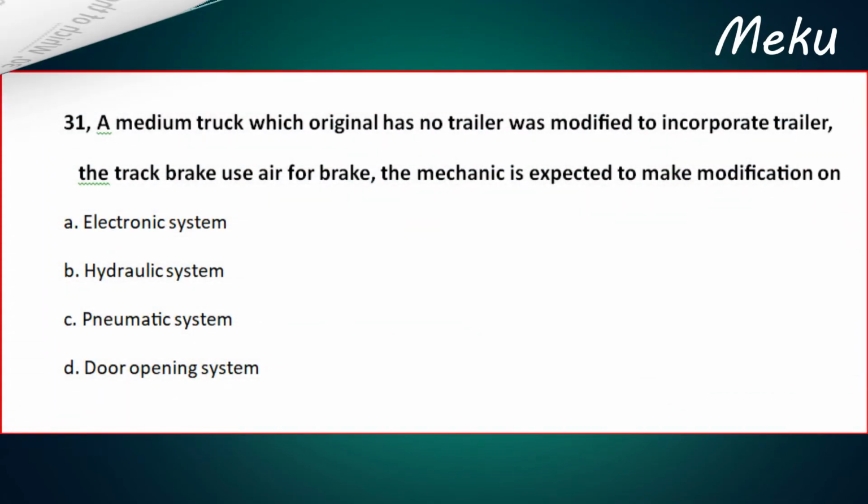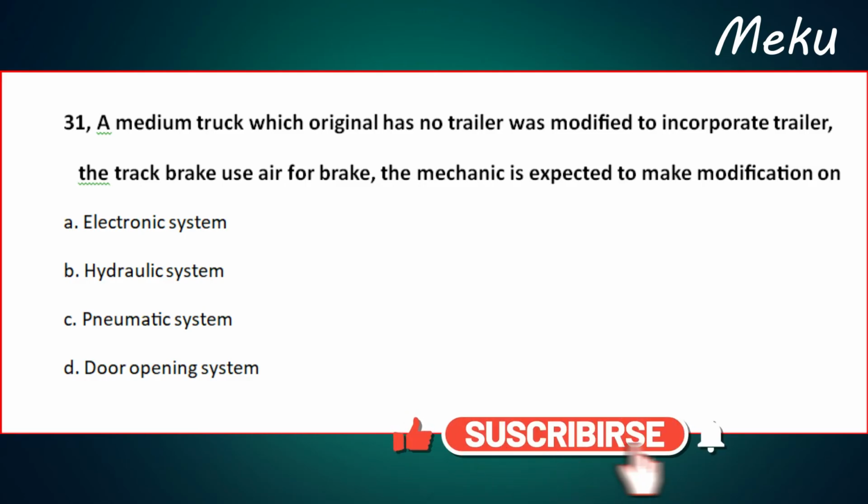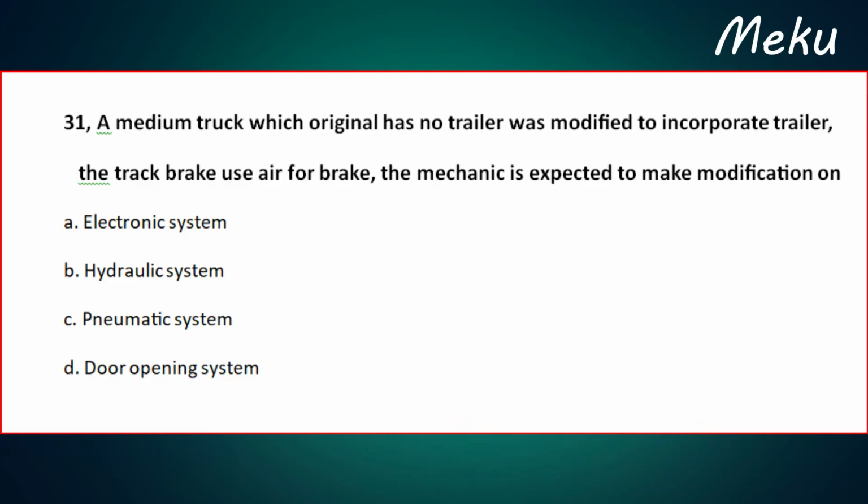31. A medium truck which originally has no trailer was modified to incorporate a trailer. The truck brake uses air for braking. The mechanic is expected to make modification on A. Electronic system. B. Hydraulic system. C. Pneumatic system. D. Door opening system.